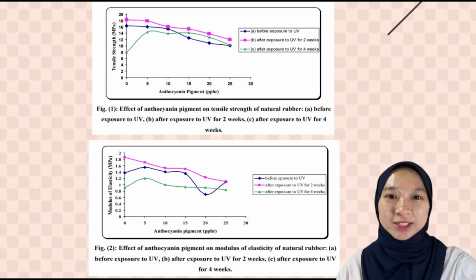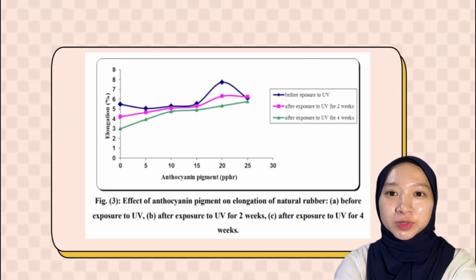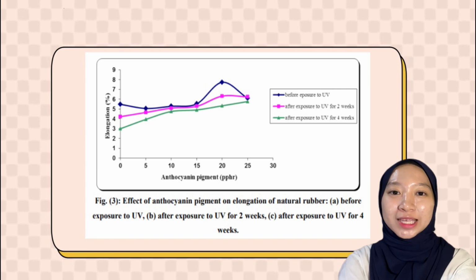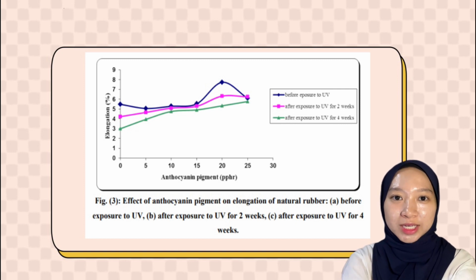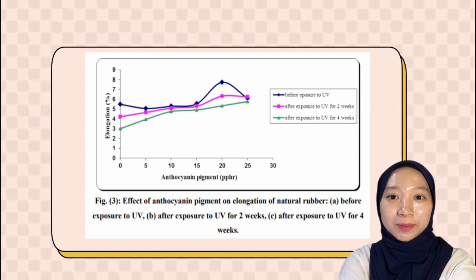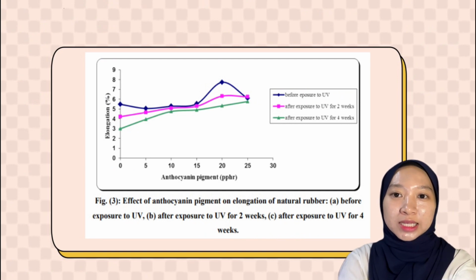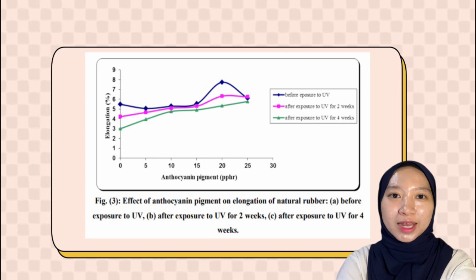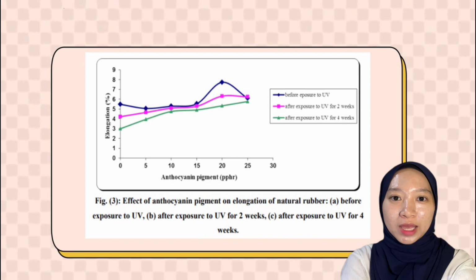Figure 3 shows the effect of pigment percent on elongation of natural rubber. It can be seen that the elongation of the composite jumps with increasing pigment percent. At loading, the chains slide easily due to the pigment. This leads to increased elongation. At exposure to UV, the sample becomes brittle due to entanglements. So the chains become unable to move. Therefore, the elongation is decreased.